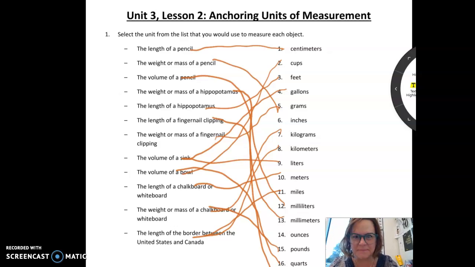Everybody, it's Miss Lorenz. I'm going to talk about Unit 3, Lesson 2. This has to do with anchoring units of measurement.